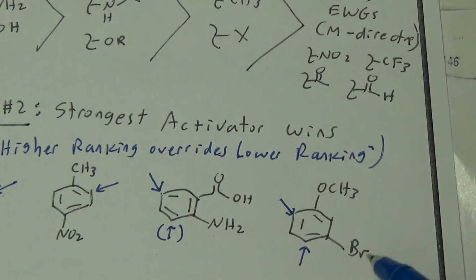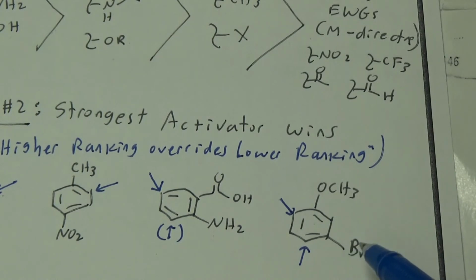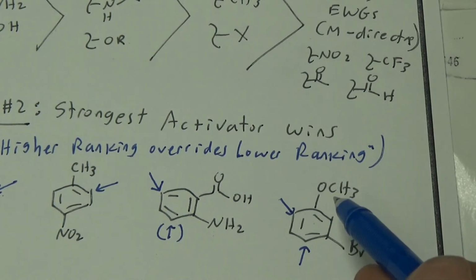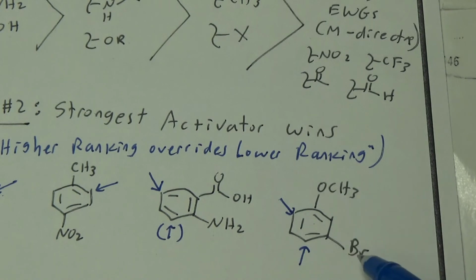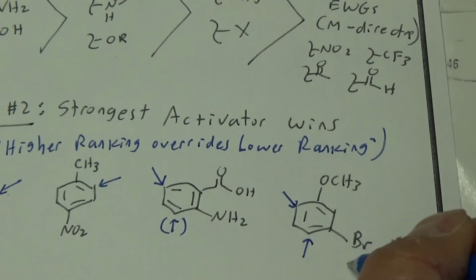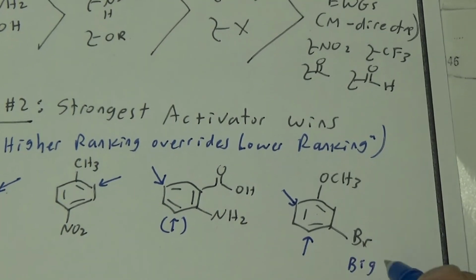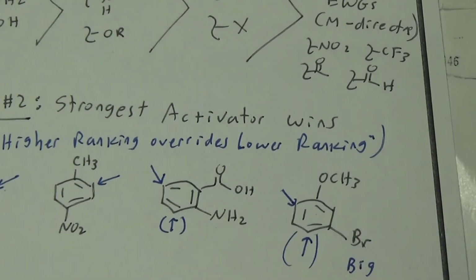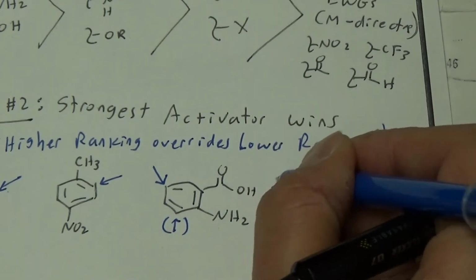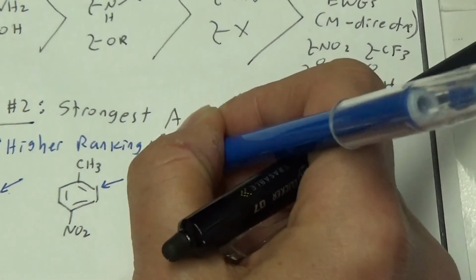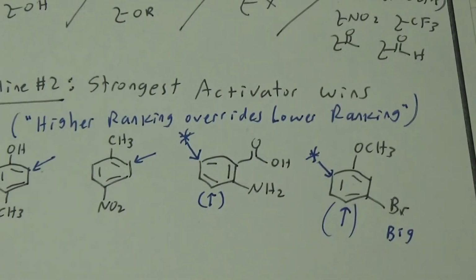And now it actually does come down to a steric argument. Which atom is larger, oxygen or bromine? If you look on the periodic table, bromine's kind of huge, right? It's lower on the periodic table. So this position is actually unlikely. This is going to be the one that wins. Okay, good.